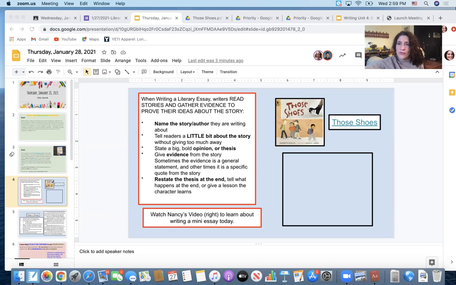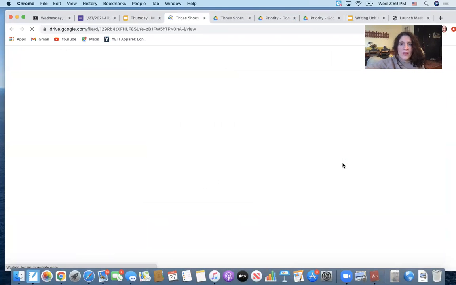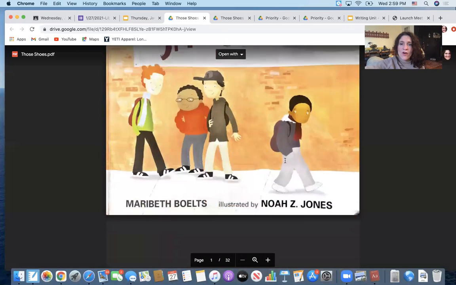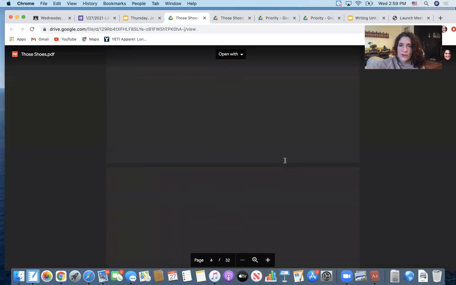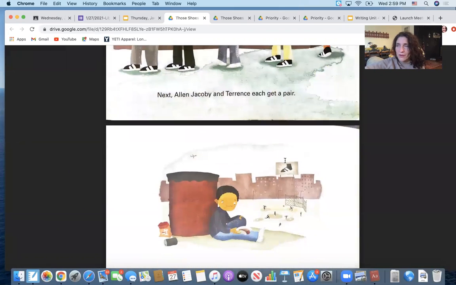It's called Those Shoes, and you'll see in the slide that you can just click on it. There it is. You'll pull it up on the screen and you can peruse all of this text again. You're going to use this to get your text evidence. You're also going to use it to get a reminder of what the story is.